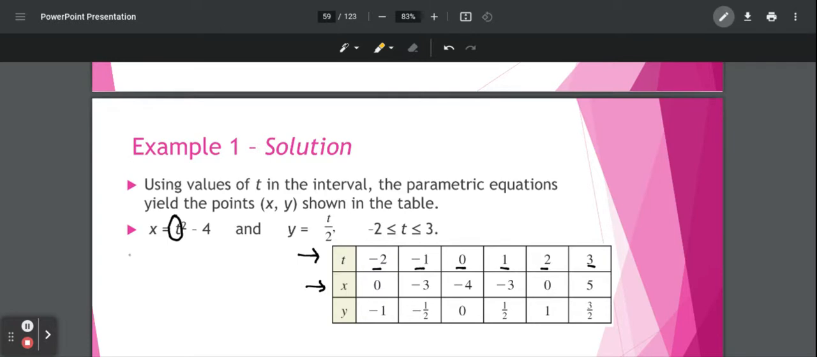So when t is negative 2, to find our x coordinate, we would say negative 2 squared minus 4, and we would get 0, which is where that 0 came from. And then we could plug a -1 in and we get -3.